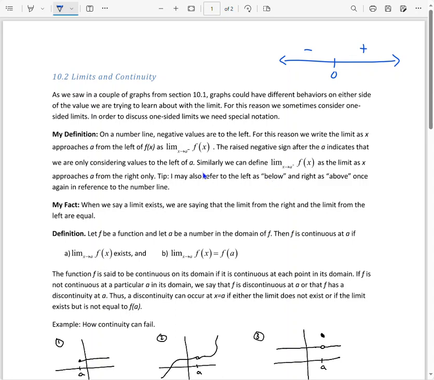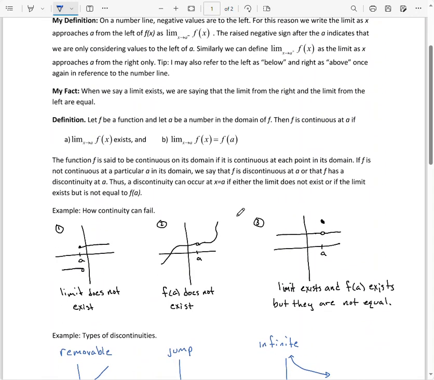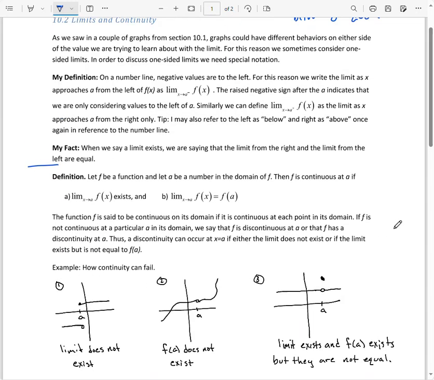I may refer to below, that's going to be left of, and above, always in reference to the number line. Above and below, a lower limit and an upper limit. Those types of things. Not lower limit, upper limit, but that's a calculator term if you're looking for some of this. When we say a limit exists, we're saying that the limit from the right and the limit from the left are equal. Okay? So this, all things that we've talked about in the first section of chapter 10.